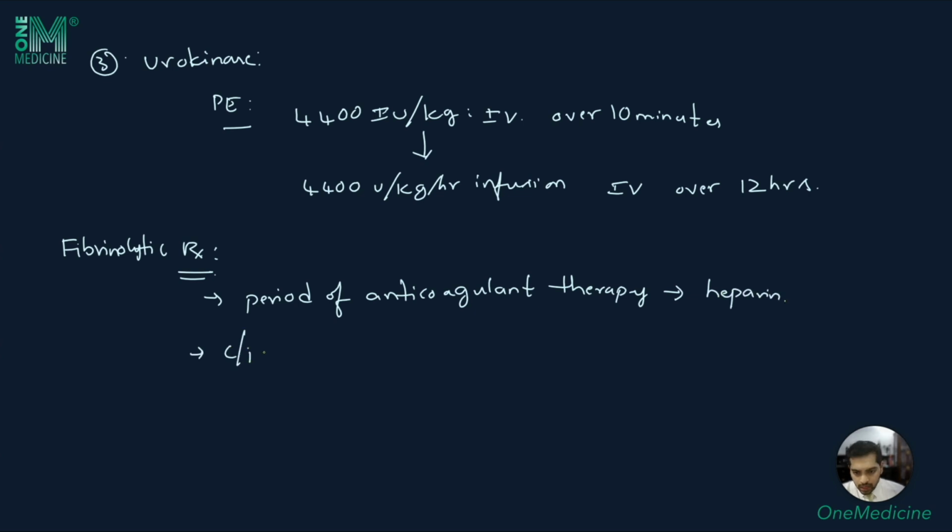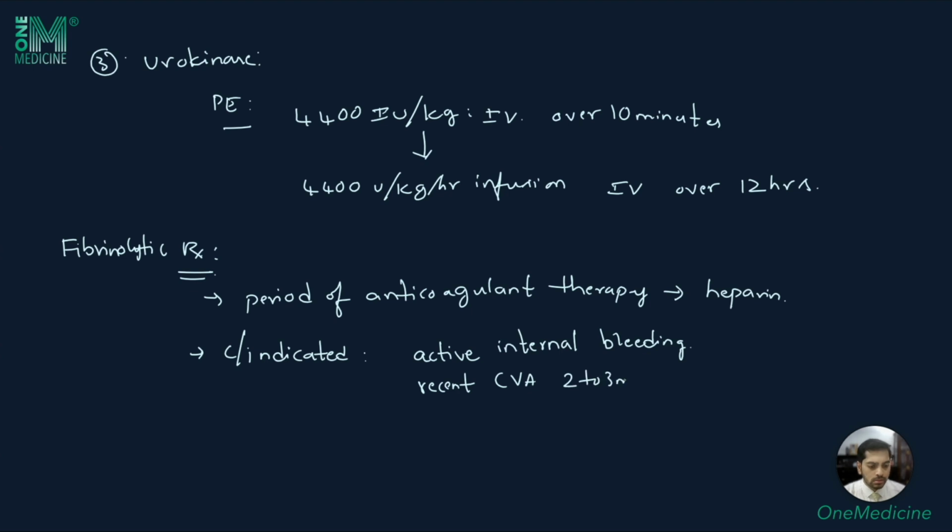Fibrinolytic agents are contraindicated in patients with active internal bleeding, a recent cerebrovascular accident within the last 2 to 3 months, intracranial neoplasms or aneurysms, or recent head trauma.